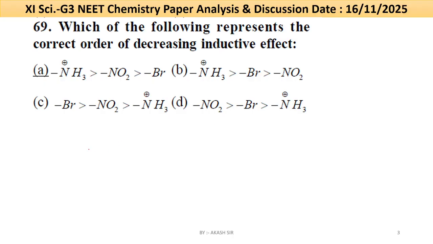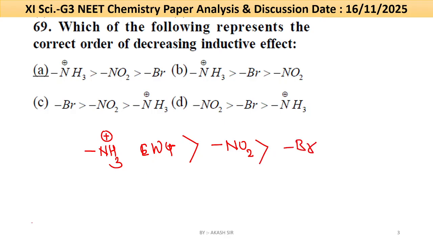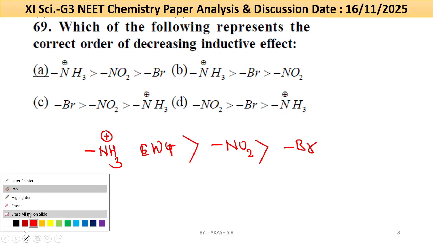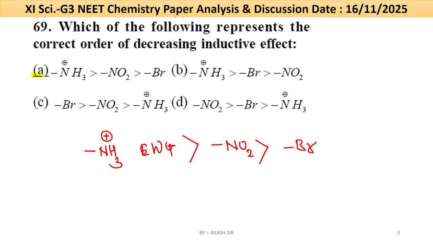Now here, NH3 positive is a strong electron withdrawing group, so it has the highest order. Okay, NO2 is a strong electron withdrawing group due to the high electronegativity of nitrogen and oxygen atoms. So in second order NO2 will come, and lastly bromine. So the correct answer of question number 69 is option A: NH3, NO2 and Br. It is the correct order of decreasing inductive effect.